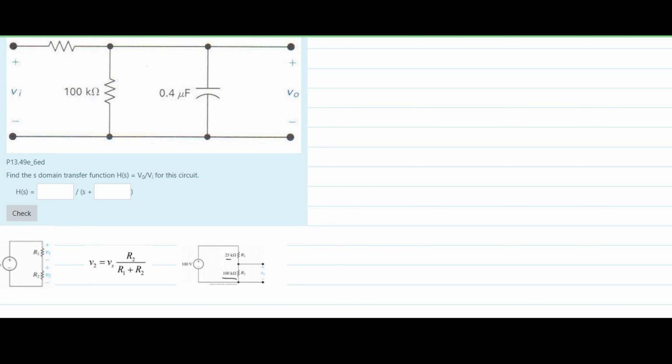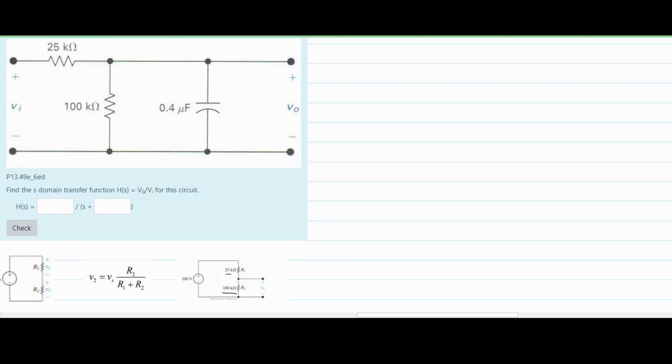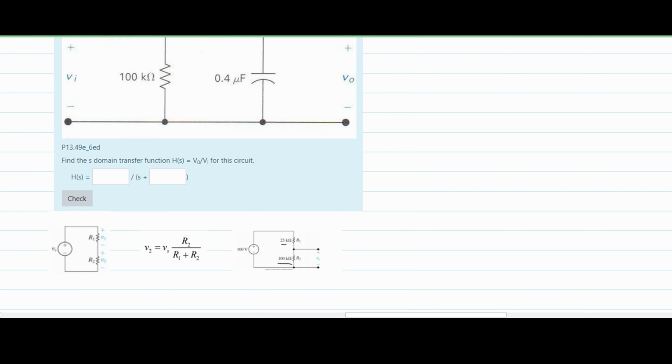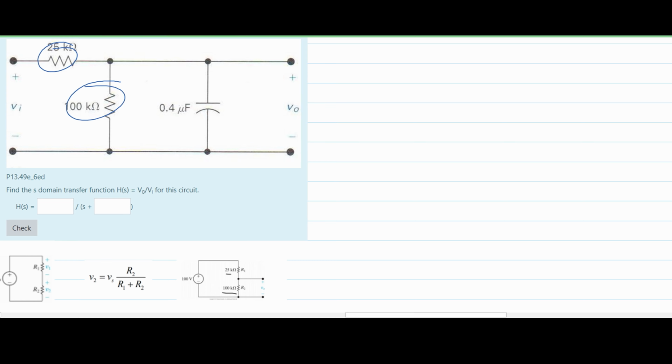For this problem, we have the following circuit diagram. We have a 25 kilo ohm resistor up top. We have a 100 kilo ohm resistor next to it right here. And then we have a 0.4 microfarad capacitor. And then we have our Vi and then our V naught.